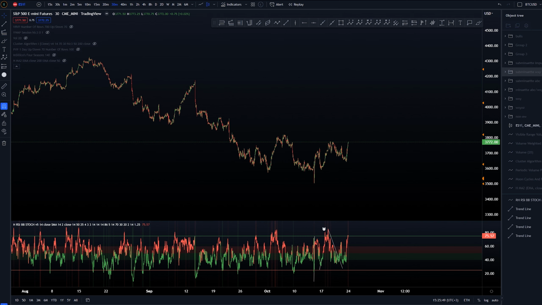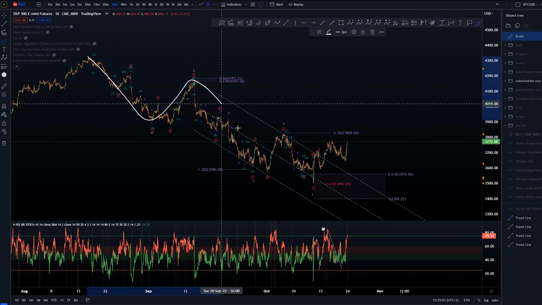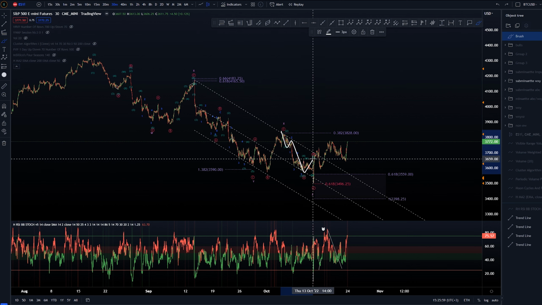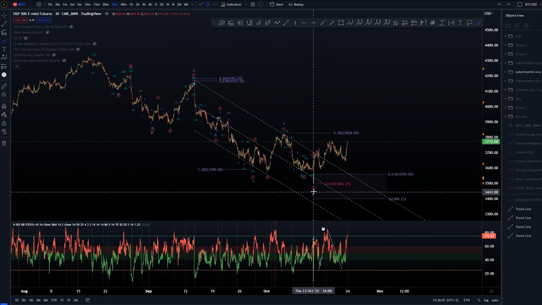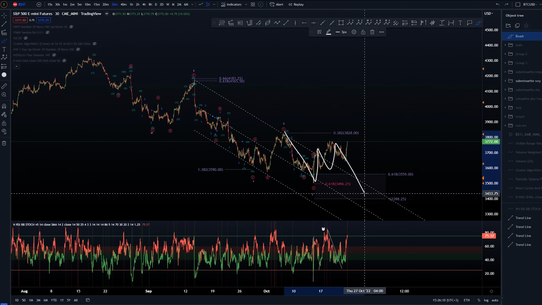So for this one, we were looking at this kind of count where we had this as a potential WXYXZ. And in here, we also had the potential of this as a 1, 2, 3, 4, 5 as the start of the wave Z. So this would be a 5-wave structure of a zigzag, then we would be looking for a 3-wave pullback and a continuation.